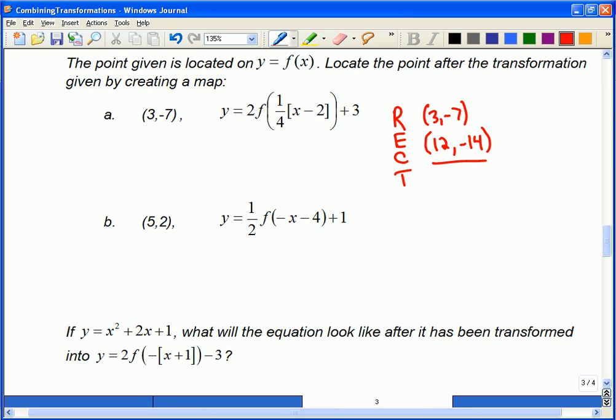So the last thing we need to do is look at that and ask ourselves, is there any translations? So what are the translations? How does it move the graph? Okay, so right 2 will put me at 14. And up 3 will put me at negative 11. Okay. So that's how I like to do it to keep myself organized. Use that new funny keyword. Try it again with 5 and 2. See where 5 and 2 ends up.